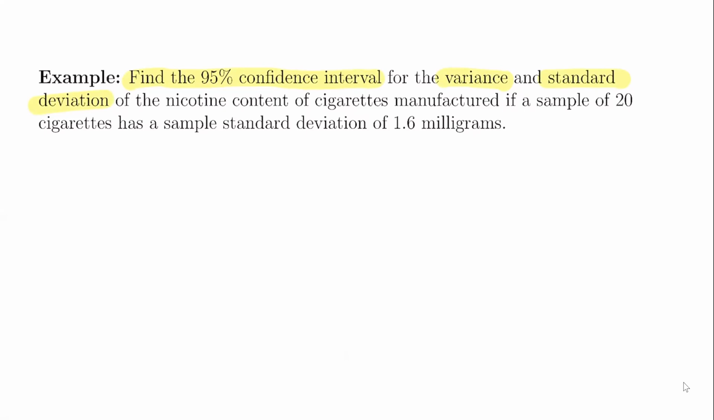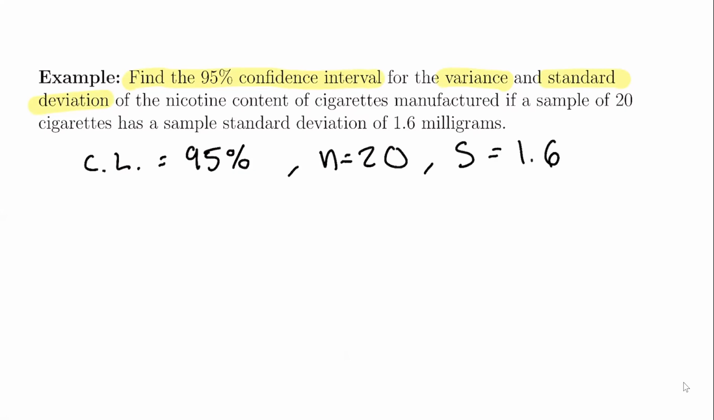All right. So our confidence level is 95%. Our sample size is 20, and our sample standard deviation is 1.6. Everybody good? Confidence level 95%, sample size is 20 and s is 1.6.